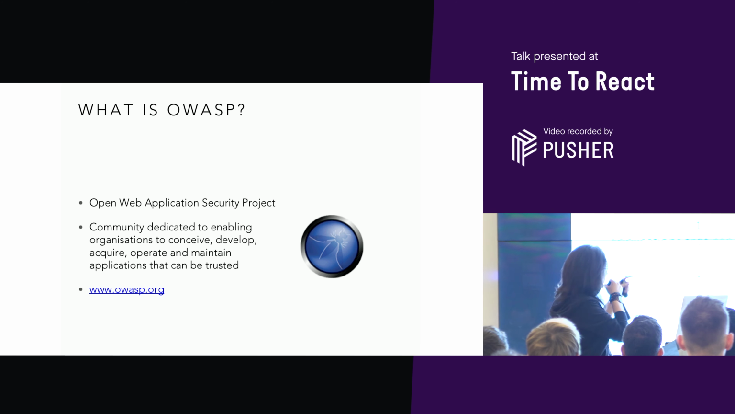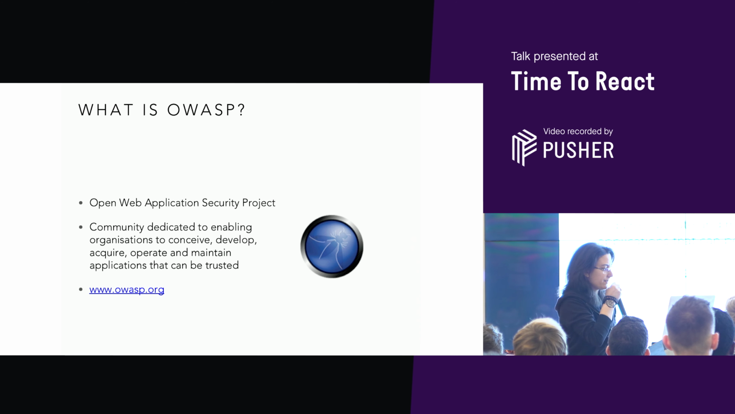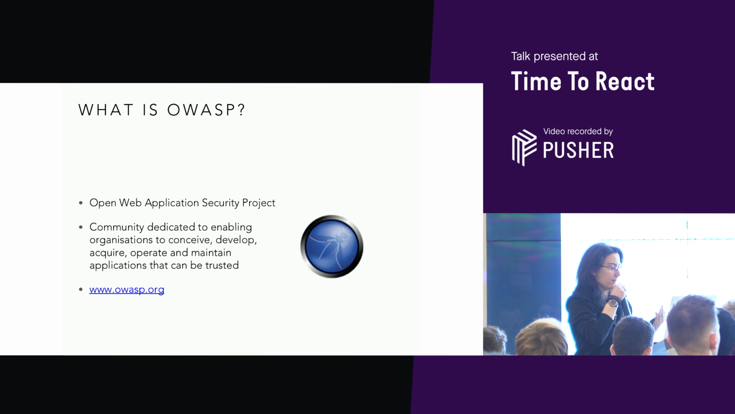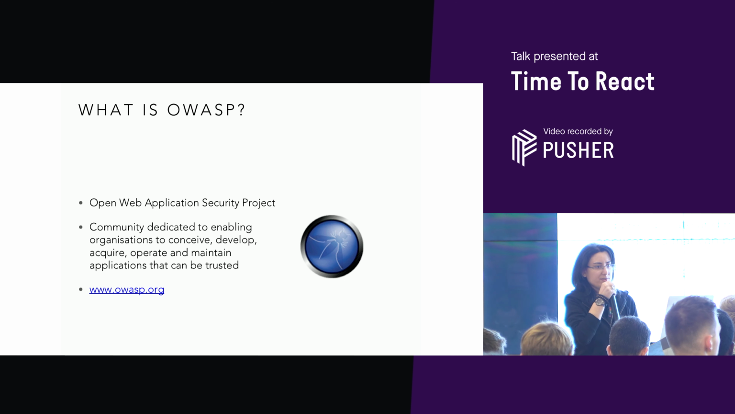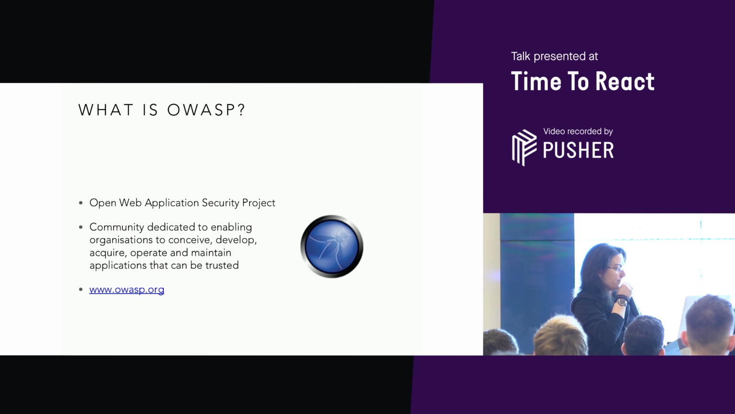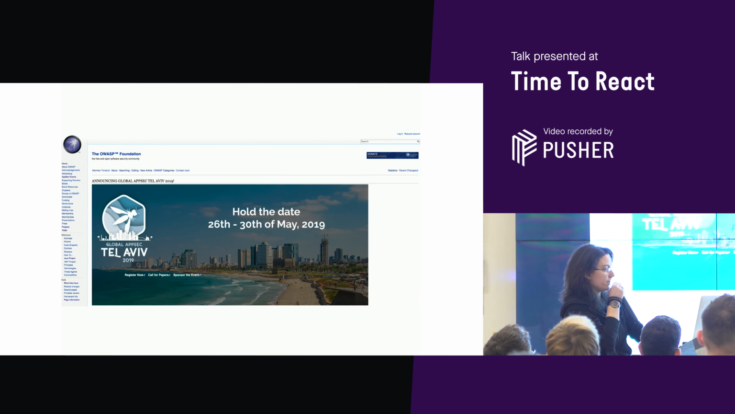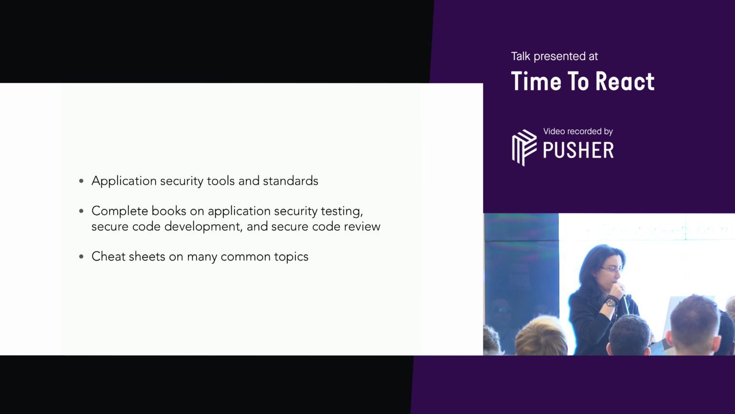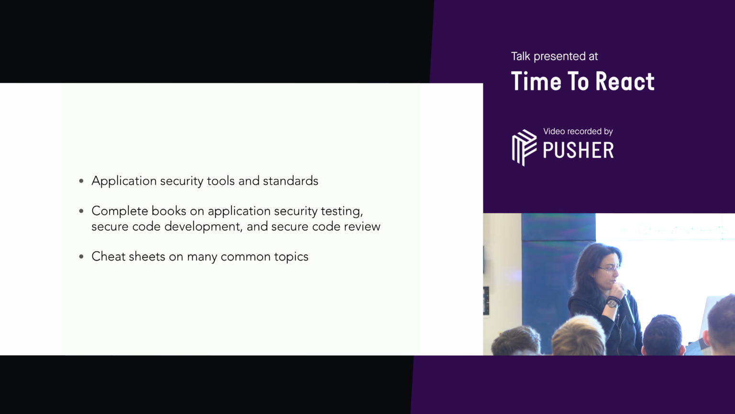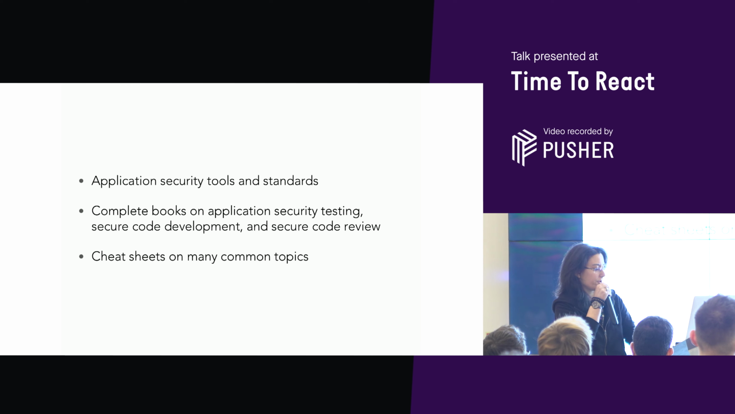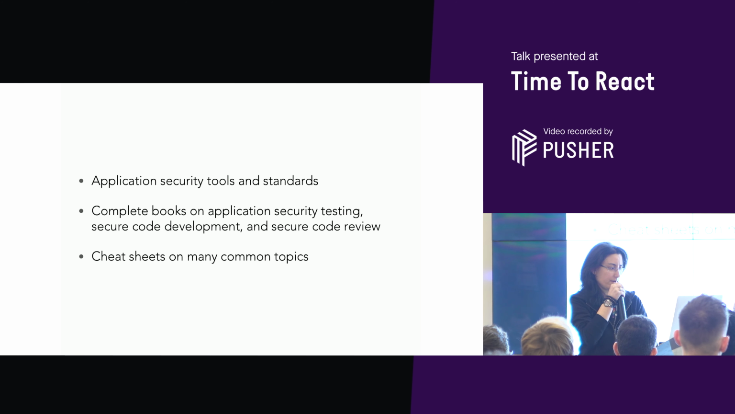So OWASP stands for the Open Web App Security Project. It's basically a community that is dedicated to creating documents and to educating developers. They do have a website here. It's a nice website. It looks like a wiki page, actually. They provide application security tools, standards, a lot of guides, complete books. It's insane. Everything is free. I would really strongly recommend to go and have a look at this.